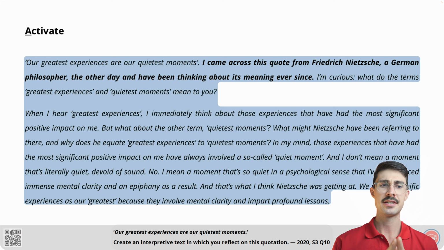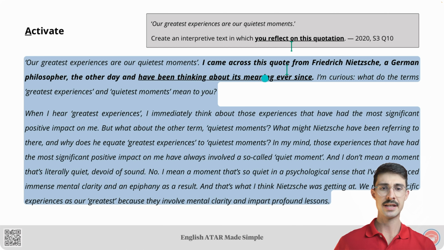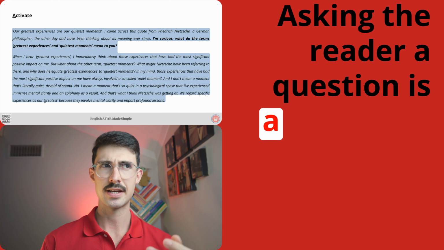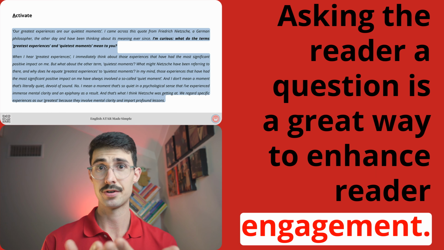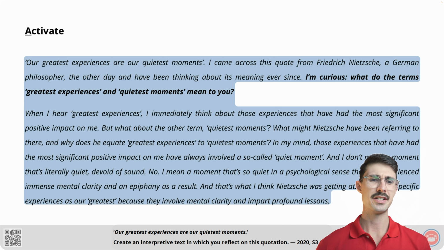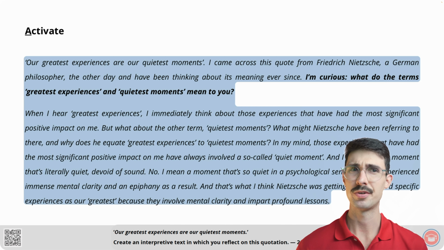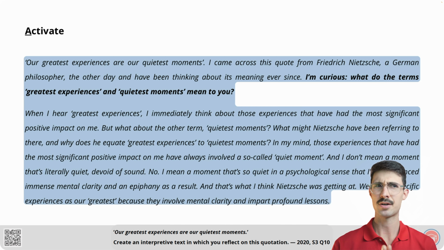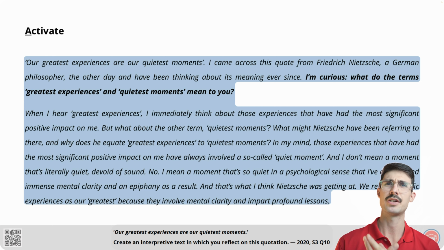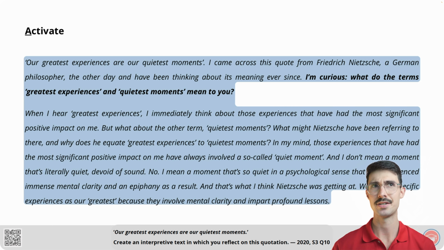Consider how this sentence tells the marker that I'm answering the question. This part, have been thinking about its meaning, shows the marker that I am addressing the you reflect on this quotation part of the question. Asking the reader a question is a great way to enhance reader engagement. What do the terms greatest experiences and quietest moments mean to you? As I asked you that question, you were probably more engaged than you would have been if I was telling you what my greatest experiences and quietest moments mean.